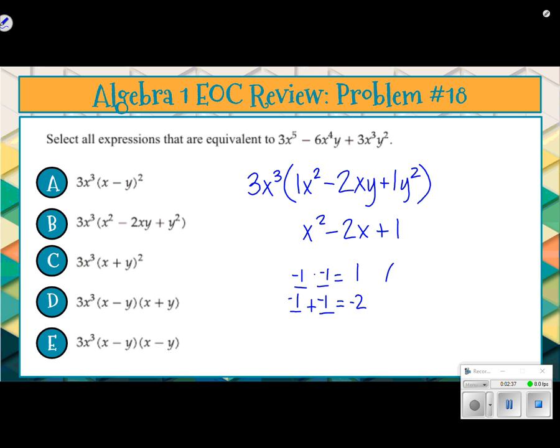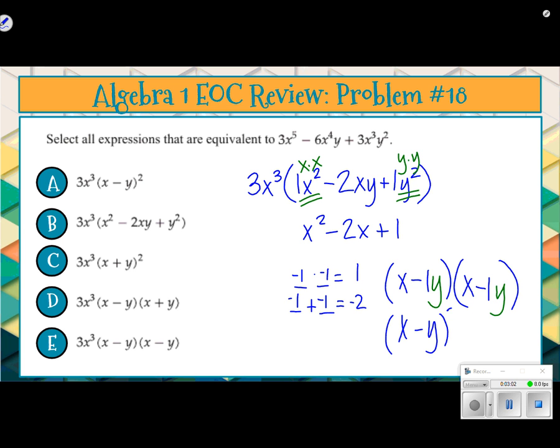Okay, so that means in my parentheses, I've got an x, I've got a negative 1, but then how am I going to get this y squared? I got x times x. To get my x squared, I need y times y at the end to get my y squared. Notice that the parentheses match exactly. So x minus y, all of it squared with the 3x cubed in the front. So we have A as our final answer.